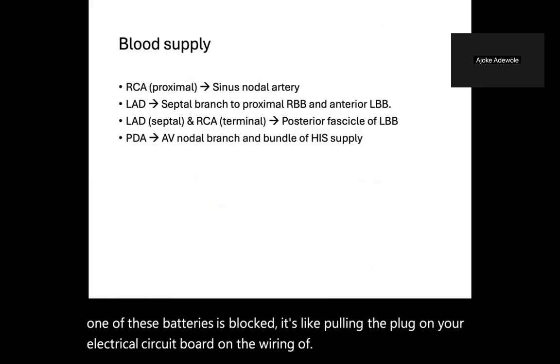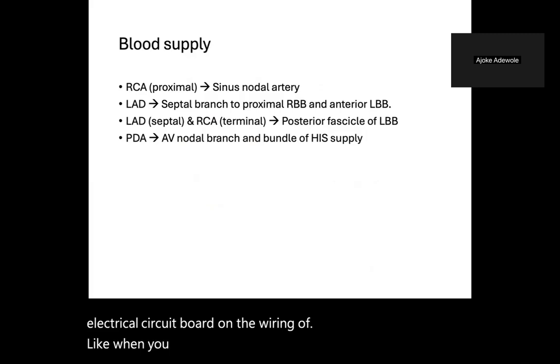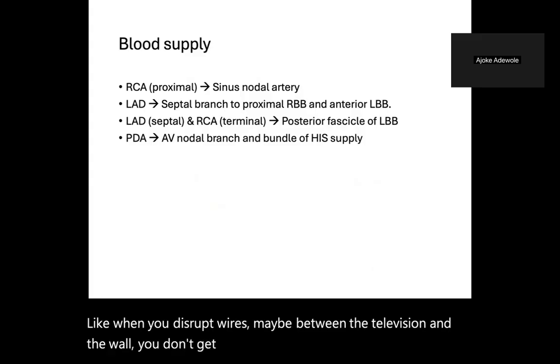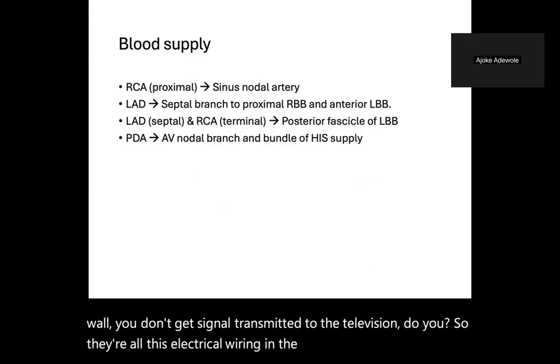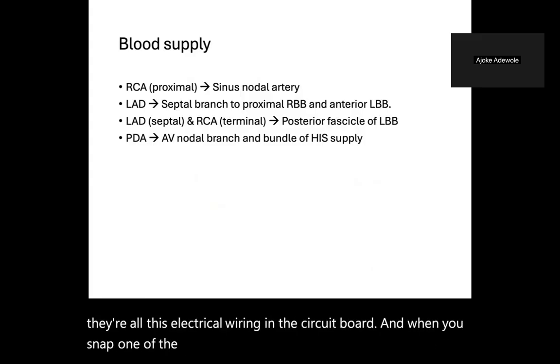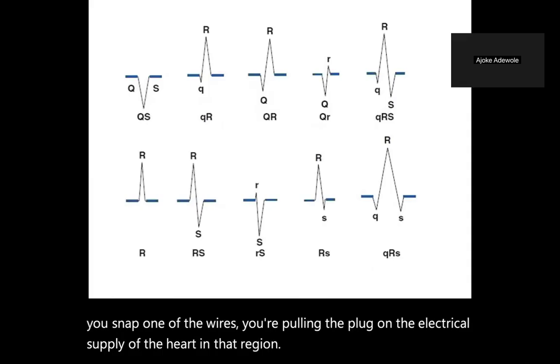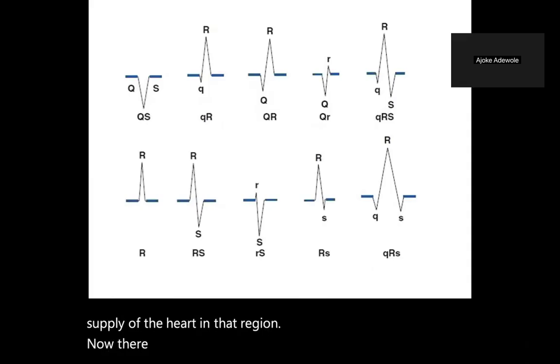Like when you disrupt wires, maybe between the television and the wall, you don't get signal transmitted to the television, do you? So there is all this electrical wiring in the circuit board, and when you snap one of the wires, you're pulling the plug on the electrical supply of the heart in that region. Now, there are several morphologies that you need to be familiar with.